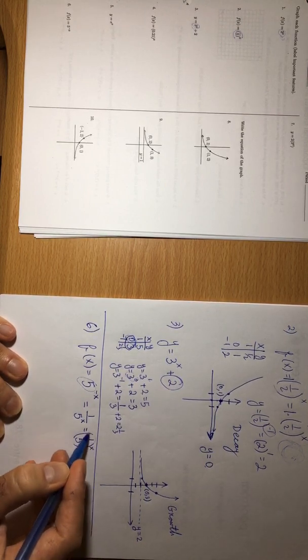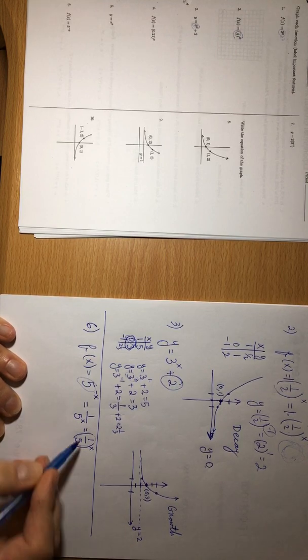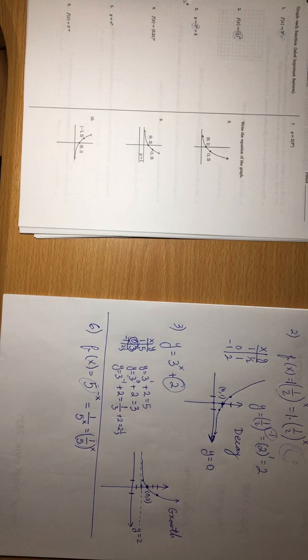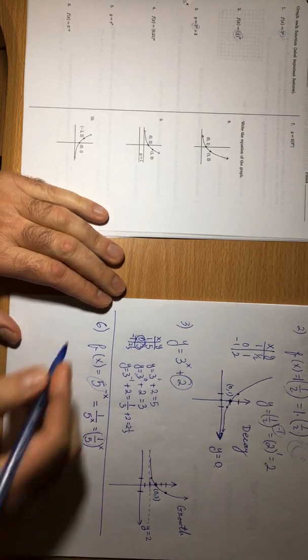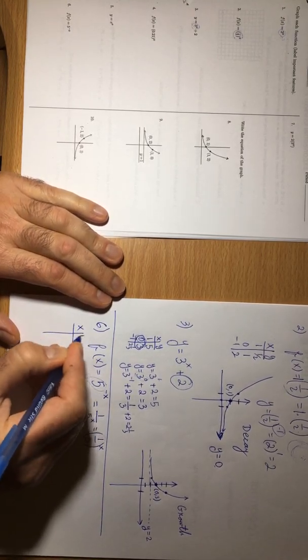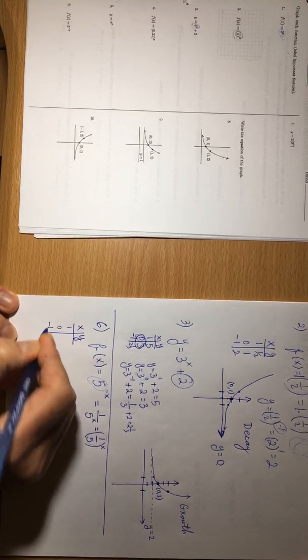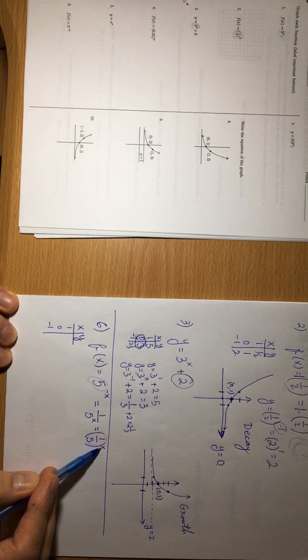Now look at the base. Is that greater than 1 or between 0 and 1? Well, we know that 1/5 is between 0 and 1. Therefore, this is exponential decay. So anyways, we do the same thing again: 1, 0, negative 1. If x is 1, what's 1/5 to the power of 1?